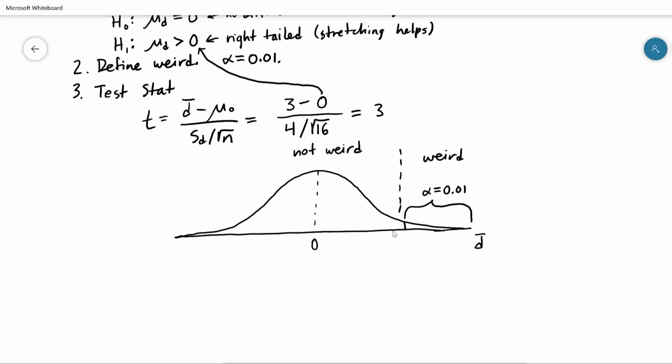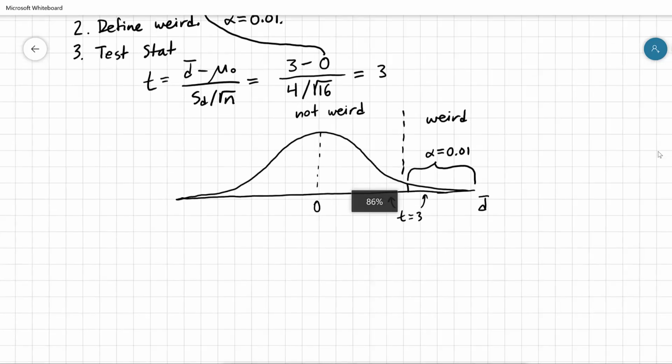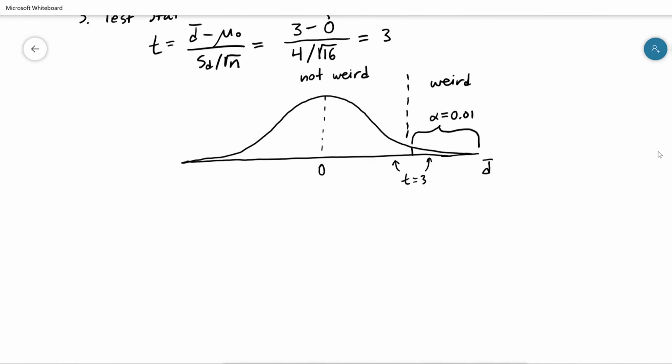I don't know if 3 is over here or over here. So it's going to be close, somewhere over there. So the question is, where is t equals 3? And we're going to figure out where it is by finding the area associated with it. So that's going to be our step 4.